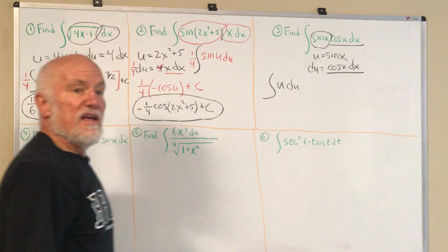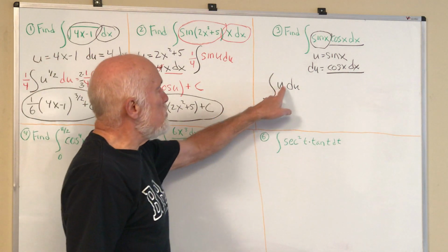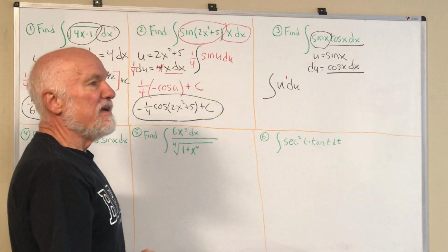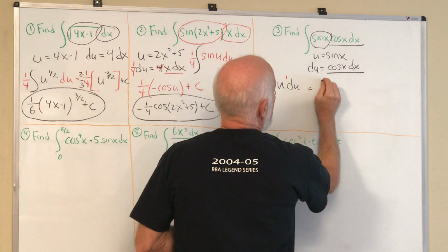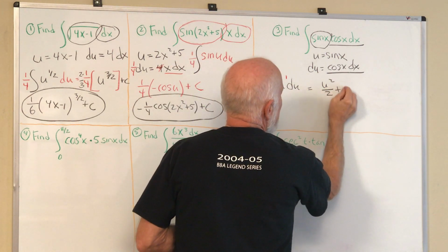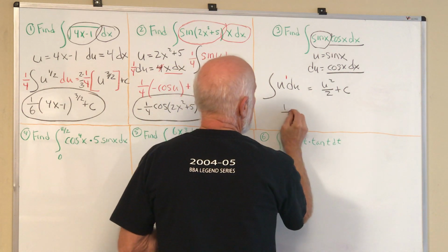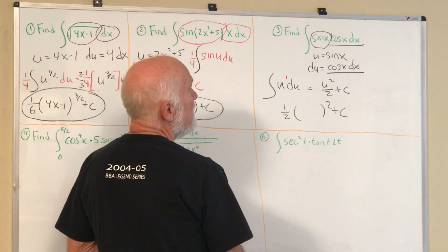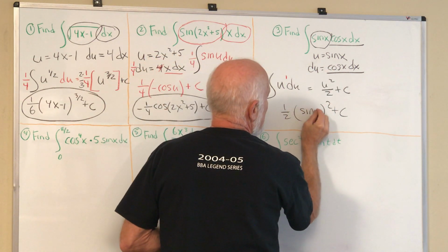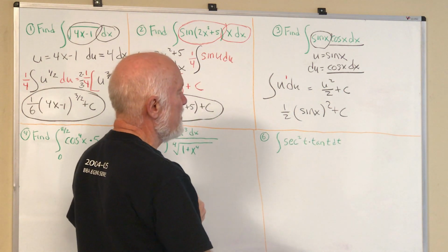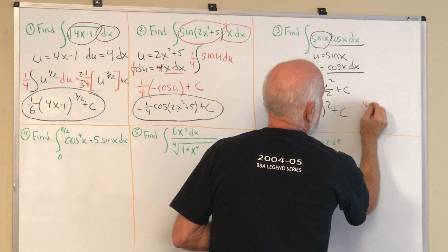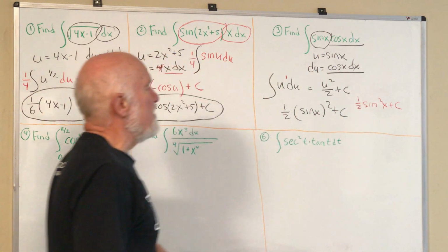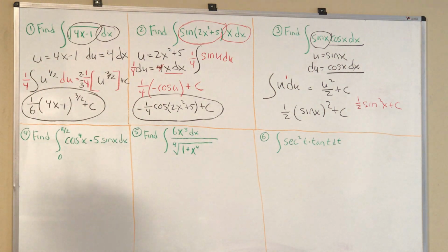This one was easier than the other ones. This is now in the form of u to the nth du. You don't really see the n there, but it's really 1. So the antiderivative is u squared over 2 plus c. And then you just put back what u was, the sine of x. And that would be a perfectly good answer. If you write it that way, that would be more recognizable to more people.